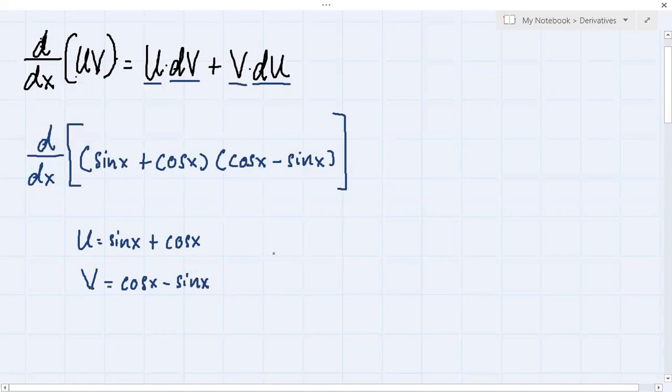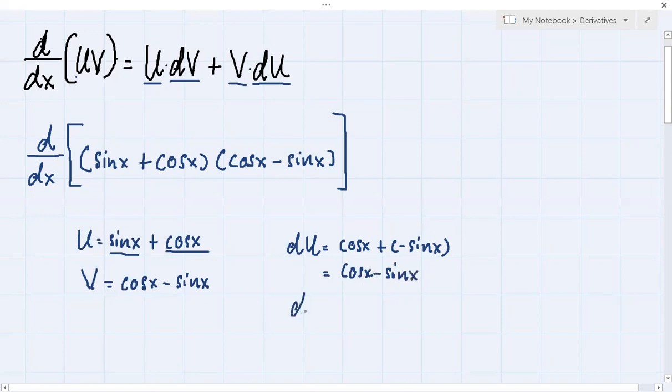Now, let's get their derivatives. Let's start with your u. What is the derivative of your u? Okay? So, anong derivative ng sin x plus cosine x? So, let's take it slow. Anong derivative ng sin x? This is cosine x. Plus, derivative ng cosine x, this is negative sin x. Okay? So, hence, your du is cosine x minus sin x.